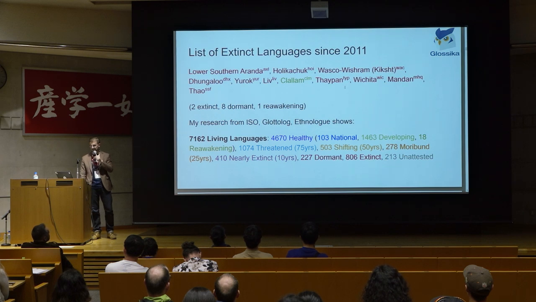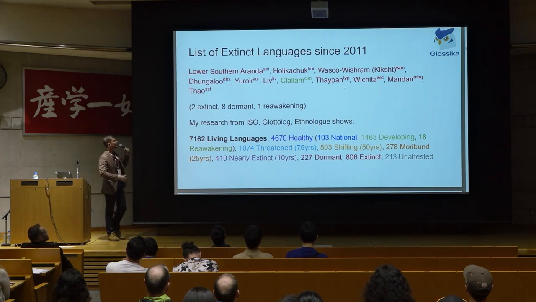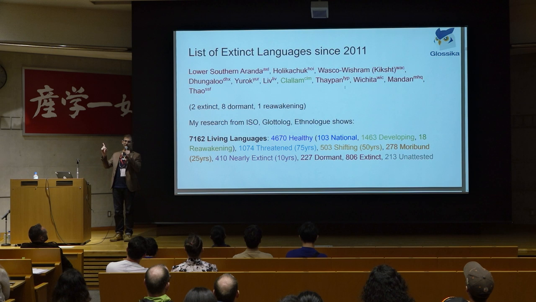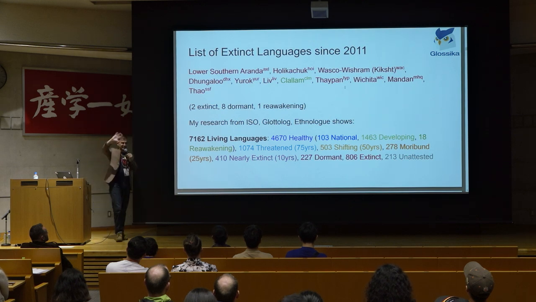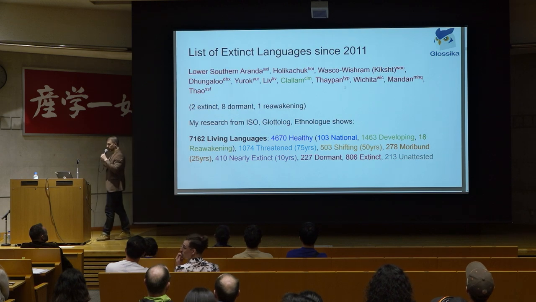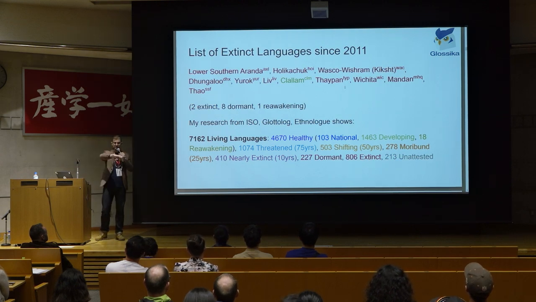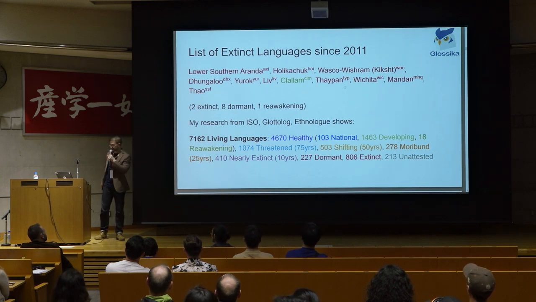So here's a list of extinct languages since 2011, and the little three-letter code after each language name is the ISO language code. So we have Lower Southern Aranda. Does anybody know where that language might be spoken? Yes, Australia. Holikachuk. Take a guess, where is it spoken? I don't know if you're right or wrong, but I'll take it as a possibility.